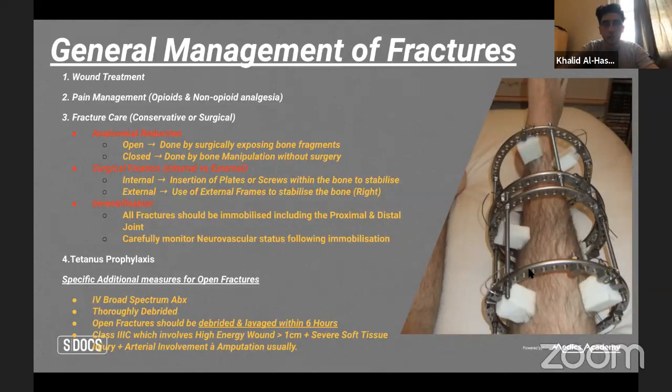Now, there are specific additional measures for open fractures generally. Broad spectrum antibiotics. This is to target any bacteria which may cause an infection and may cause permanent destruction to the bone. We need to make sure that it's thoroughly debrided, and open fractures generally should be debrided and lavaged within 6 hours. Class 3C, as mentioned prior in the Gustilo and Anderson classification, where there is arterial involvement, usually needs an amputation if not managed correctly and soon. It usually involves input from vascular surgeons prior to orthopedics.